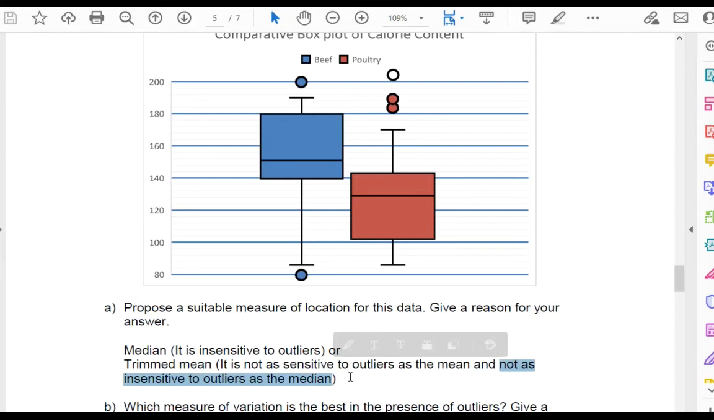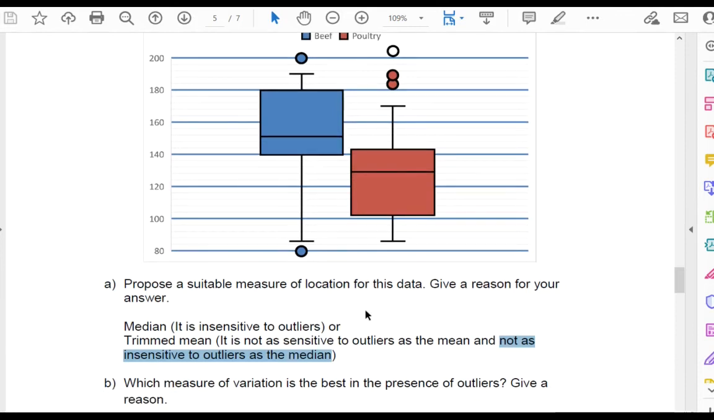So the median is on the other extreme. It just ignores them totally. The trimmed mean doesn't discard as much data as the median. Remember, the median just looks at the middle and then it's like, I'm done. The mean looks at everything, and the trimmed mean drops some values, and then you can still use the majority of them. So that's why we say that.